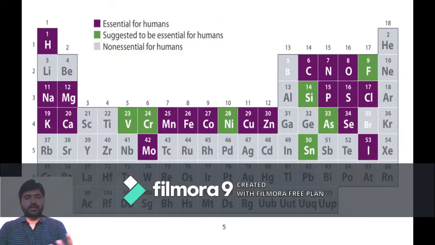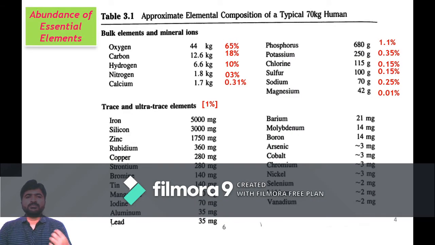Then we have seen the periodic table, and from this periodic table, we understood which elements are essential and which elements are non-essential. So that we have discussed. Then we have seen the abundance of the essential elements in the human body. Here we have considered the human body as a biological process, and we have seen how much quantity of the different types of elements are present in the human body.